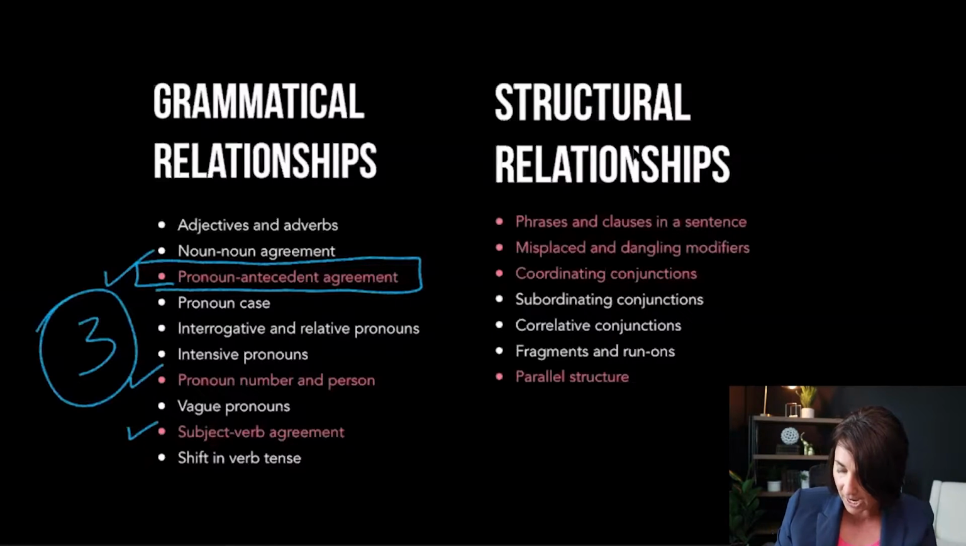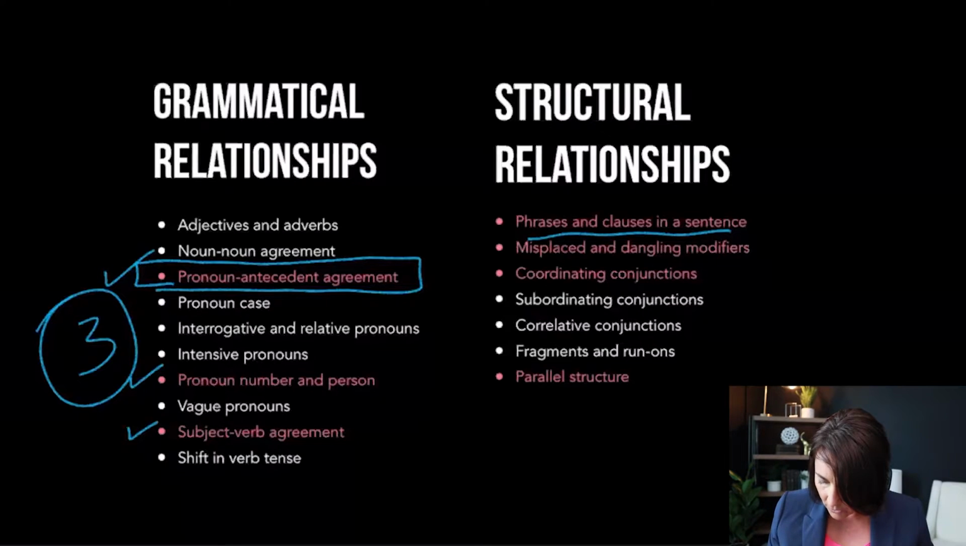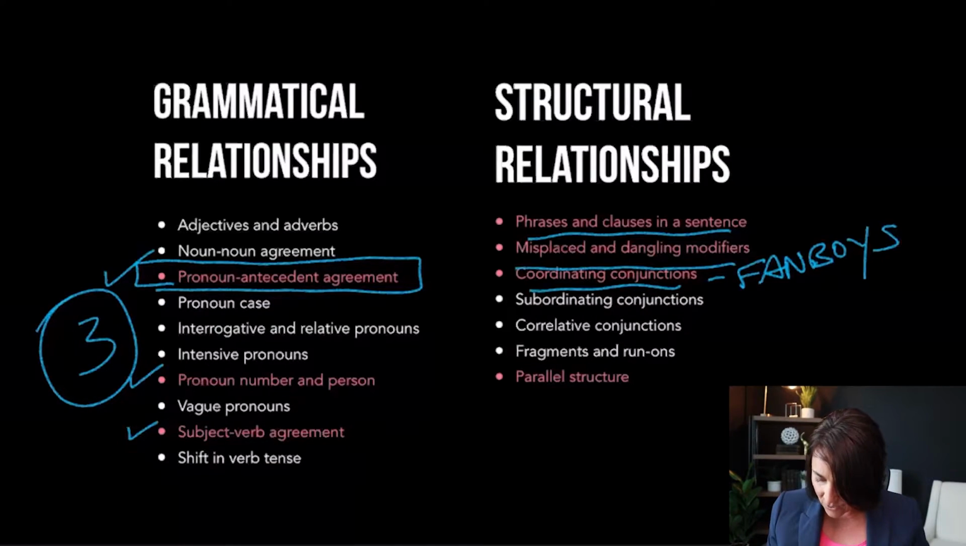Now on the structural side, on the structural relationships, we're going to go through phrases and clauses in a sentence, okay? We're going to talk about different phrases and how to talk about that. We are also going to look at misplaced and dangling modifiers there. We are also going to talk about coordinating conjunctions. Coordinating conjunctions are also called fanboys. Fanboys, all right? And we're also going to talk about parallel structure.